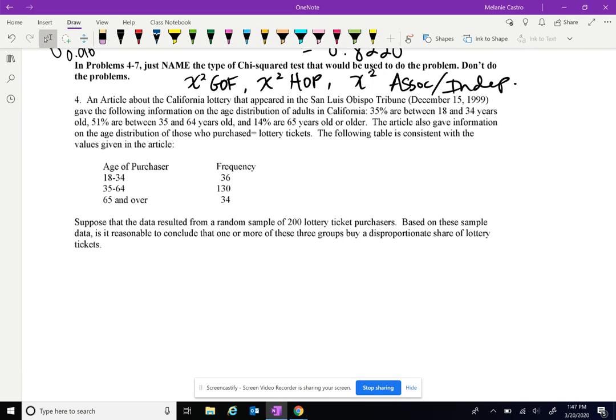This first one, an article about the California lottery, is trying to figure out, does the breakdown match what was reported? Does that match? So when they're asking about does it match, this should be a chi-squared goodness of fit test.